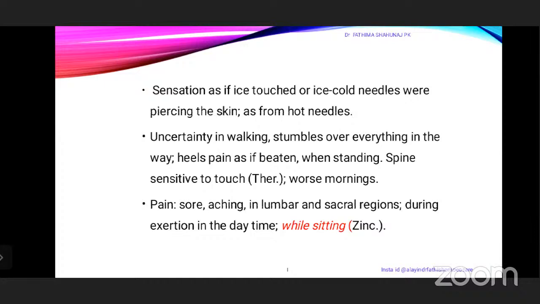Then sensation as if ice touched or ice cold needles were piercing the skin, as from hot needles. Uncertainty in walking, stumbles, overthinking in the ways, heel pain as if beaten when standing. Spine is very sensitive to touch, that is compared with pterygium, which is worse in the morning. Then pain, sore, aching in lumbar and sacral region during exertion in the daytime while sitting. And again, this symptom is compared with zincum.